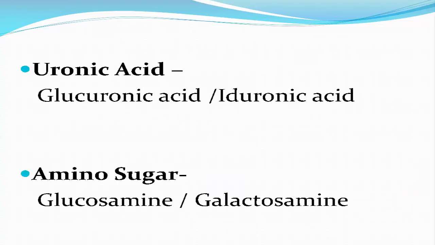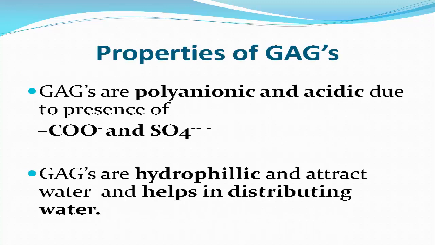Okay. So what are the uronic acids that can be found in GAG? Glucuronic acid or iduronic acid. And what are the amino sugars? Glucosamine and galactosamine, actually N-acetyl glucosamine and N-acetyl galactosamine. Okay. So what are the common properties of GAGs? All of the GAGs show some common properties.